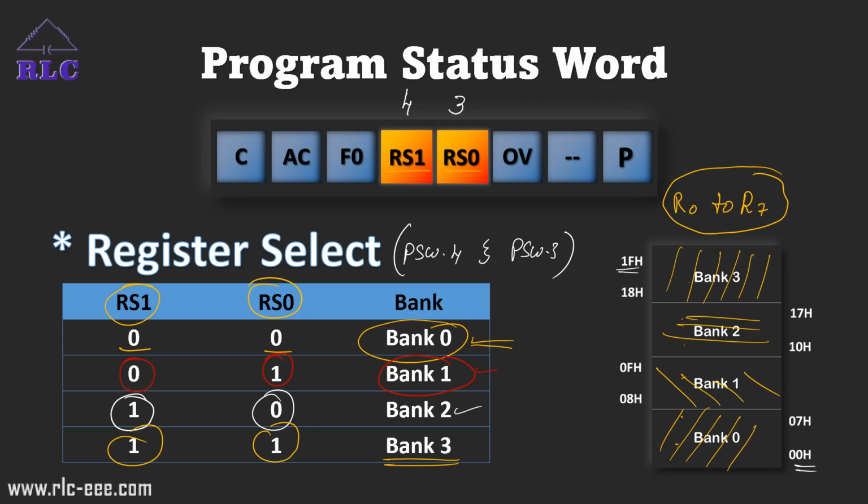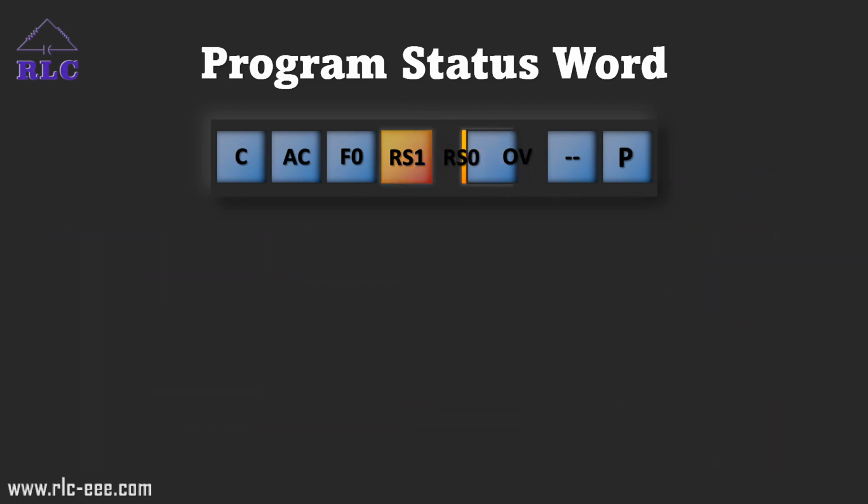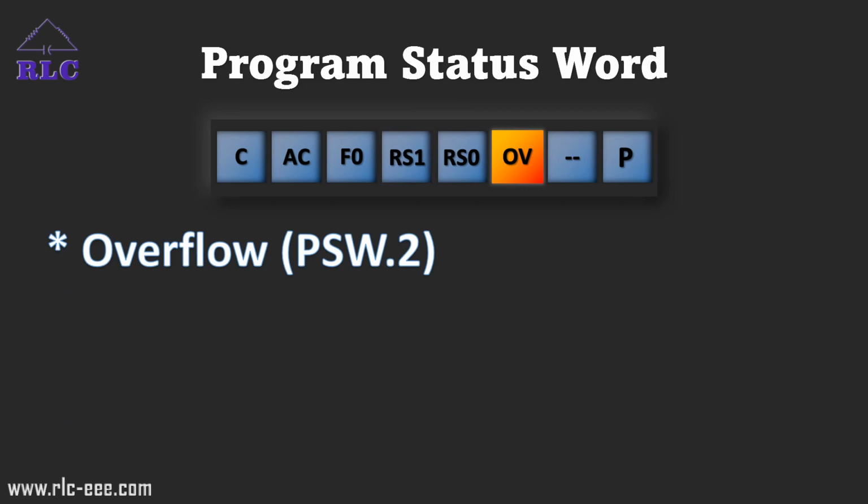Next, we'll move on with the overflow flag. This overflow flag helps in the arithmetic operation of BCD numbers. That is, whenever we are performing any arithmetic operation on binary coded decimal numbers, this overflow flag will help. The overflow flag will occupy the bit PSW.2. We'll see when it will be set and when it will be cleared.